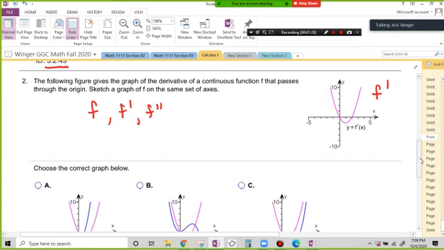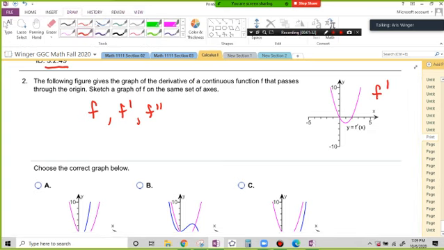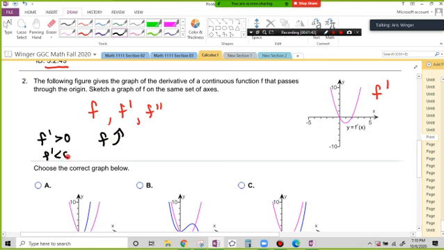Now it's here that we have to remember some rules. I'm going to write these down the first few times. When f prime is positive, f needs to be moving up. F prime negative, f needs to be moving down. So what does that mean in terms of the graph? That means that when the graph is above the x-axis, let's write it.